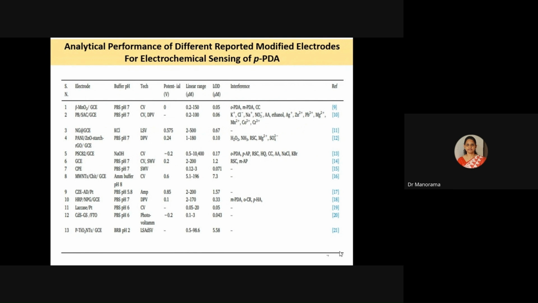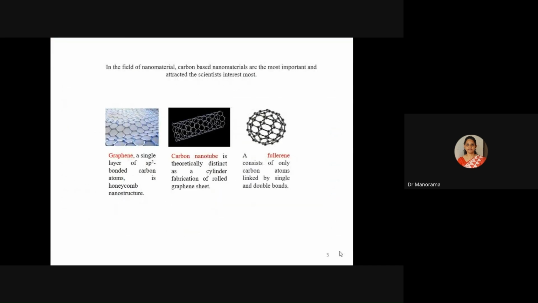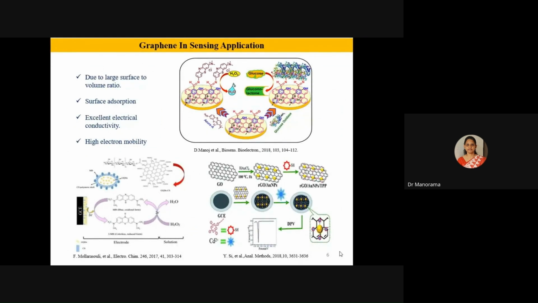For the detection of paraphenylene diamine, very few works are there in the literature. Only a few works I found. So that's why I was interested in further developing an electrochemical sensor which can sense a very small amount of paraphenylene diamine if it is present in any hair dye sample or in water samples.